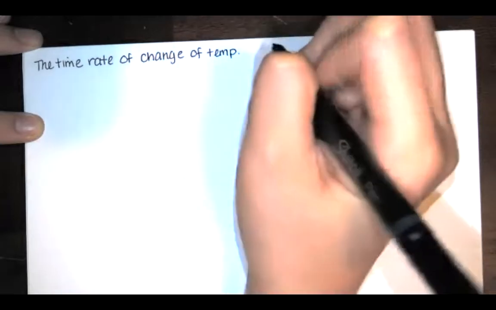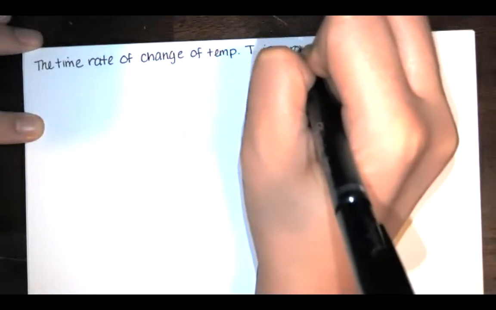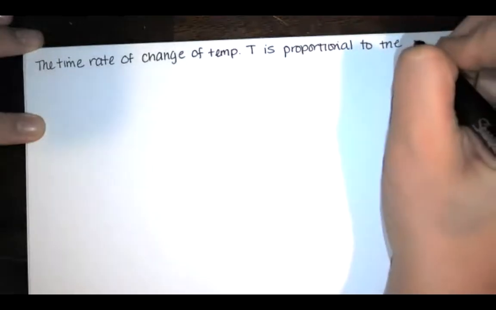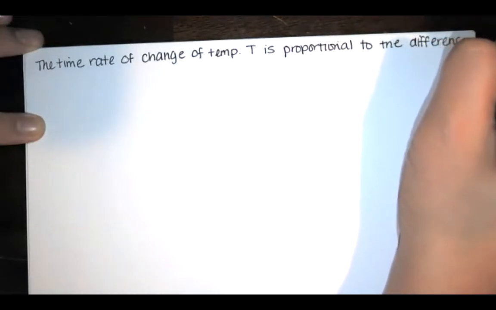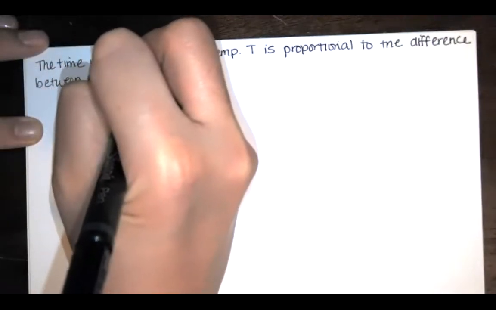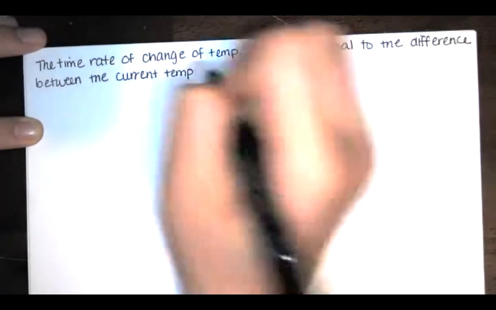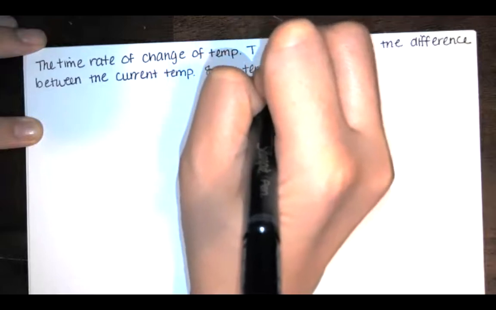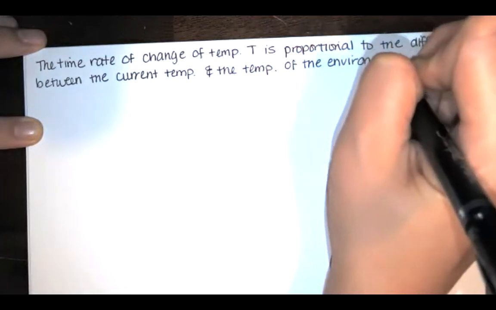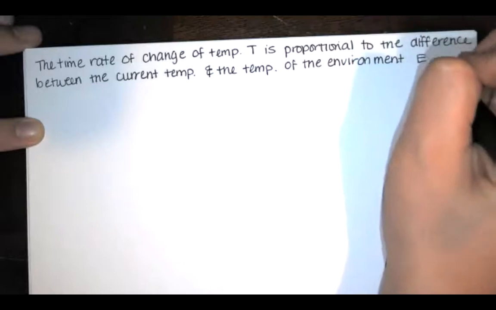It says the time rate of change of temperature is proportional to the difference between the current temperature and the temperature of the environment. And let's represent that temperature of the environment with a letter E.